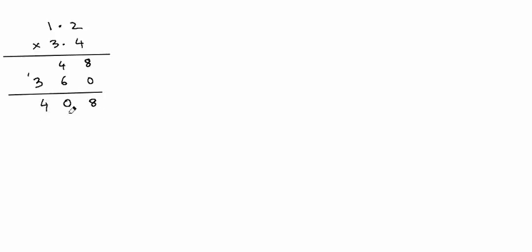Now this 408 that you see as the answer is actually the answer to the multiplication problem 12 times 34. So we know that 12 times 34 is equal to 408. But then how is 1.2 related to 12? The decimal point on 12 is right in the end because 12 means 12.0, and on 1.2, it's between the 1 and 2.